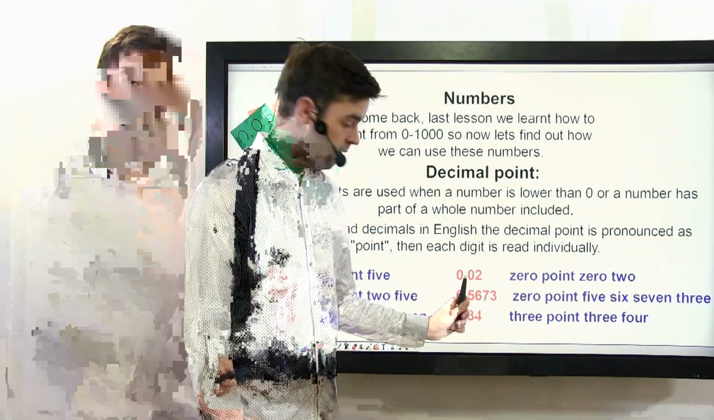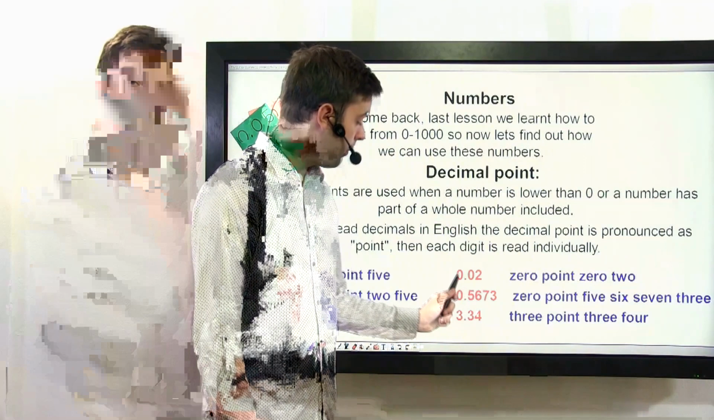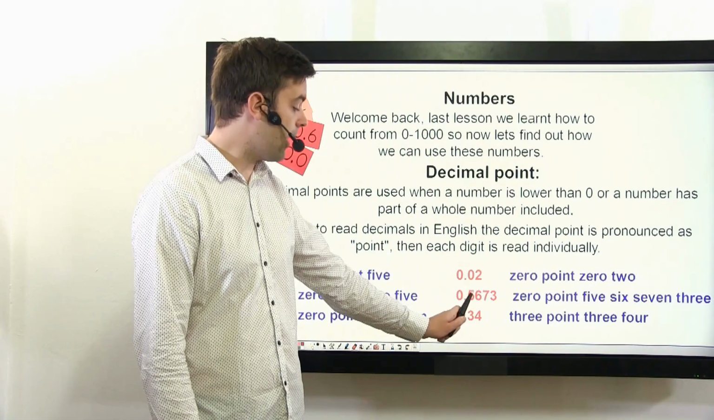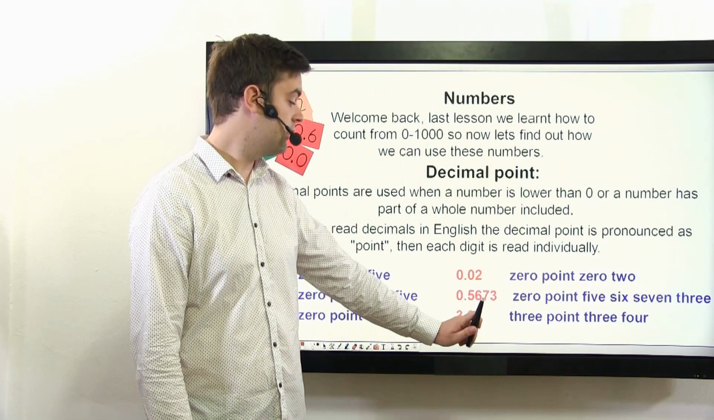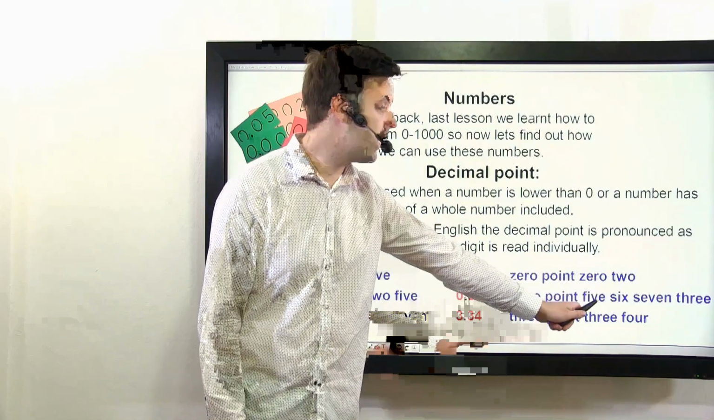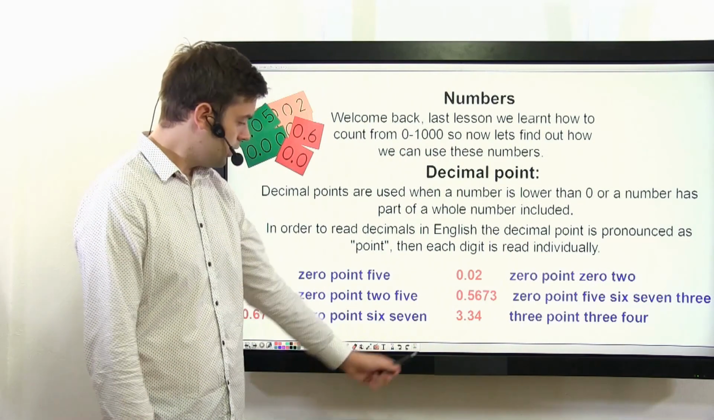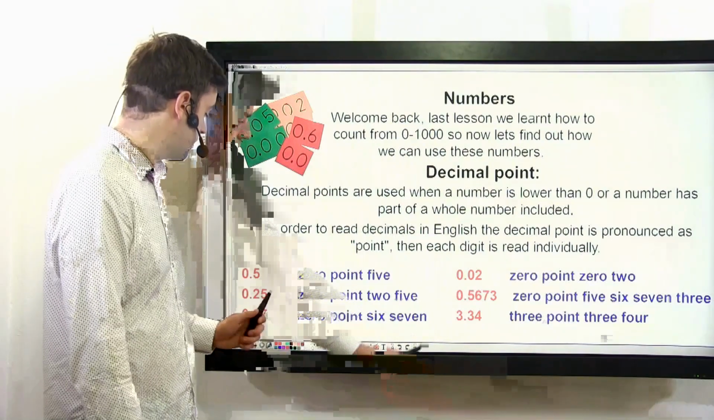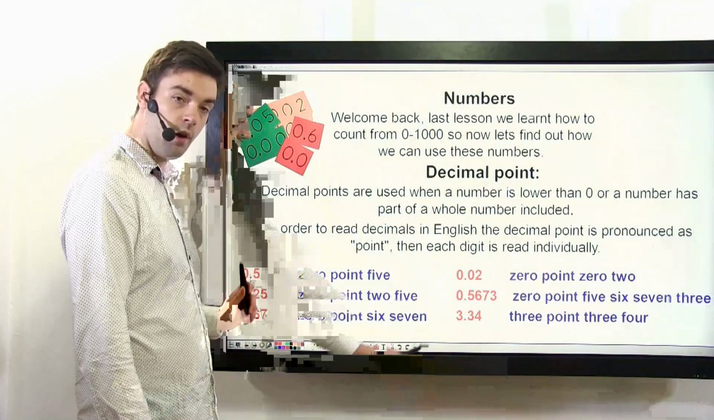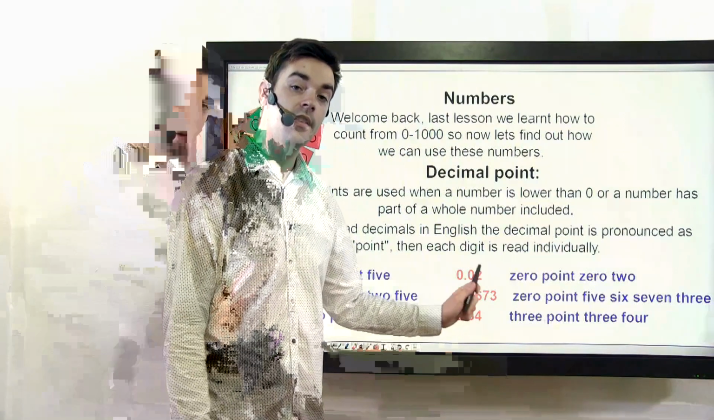We have 0. We have 0.56, 0.5673. So these are the decimal points. 0.5, 0.34.